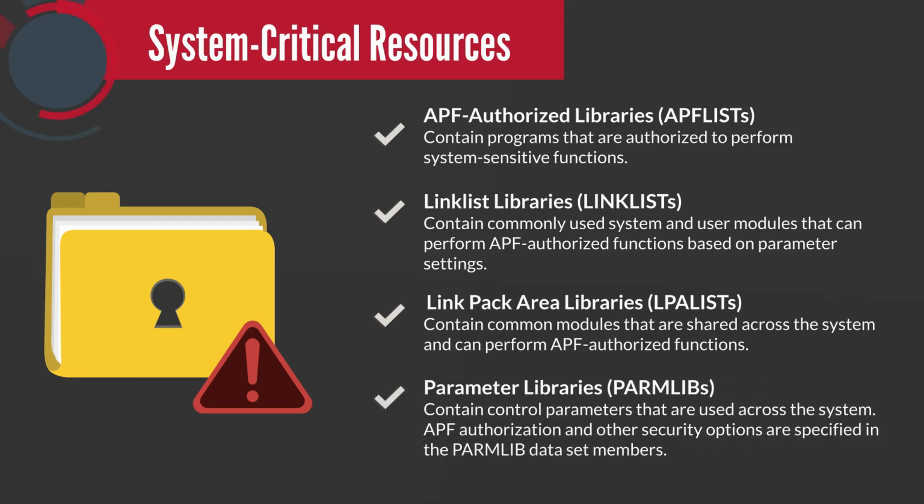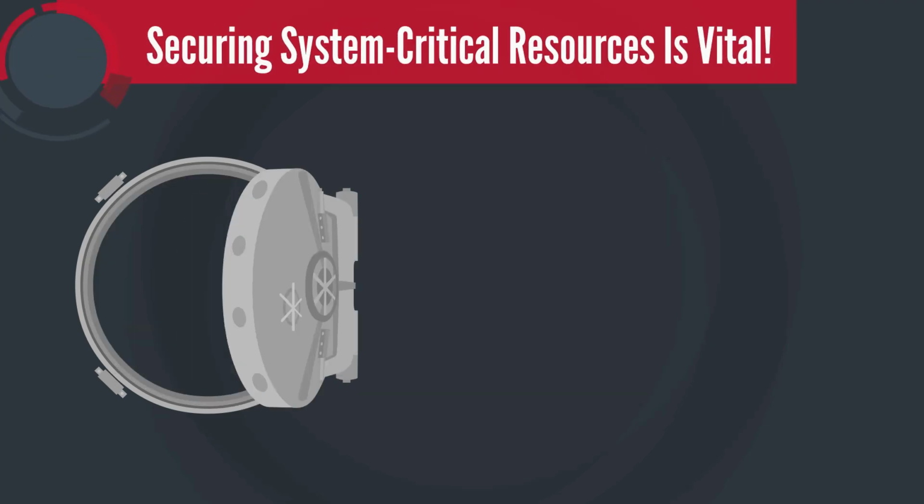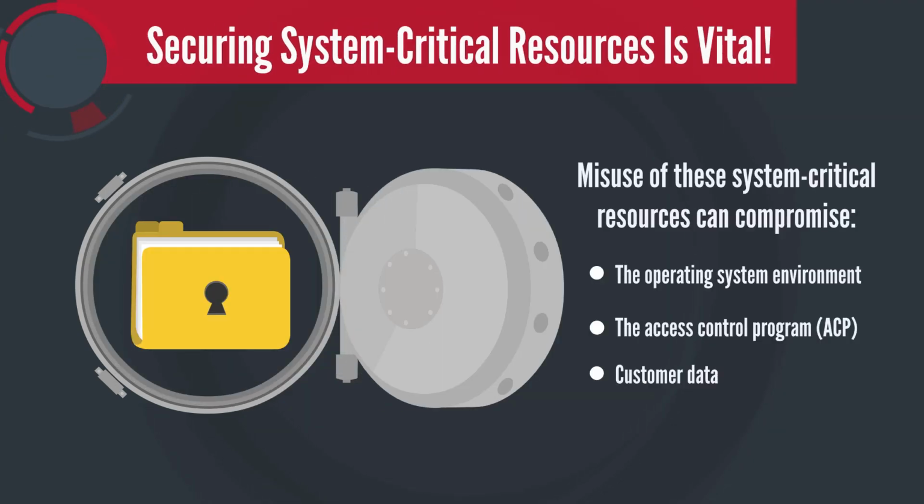Parameter libraries, or PARMLIBs, contain control parameters that are used across the system. APF authorization and other security options are specified in these dataset members. Securing access to these resources helps prevent misuse. Misuse can compromise the operating system environment, the access control program, and customer data.